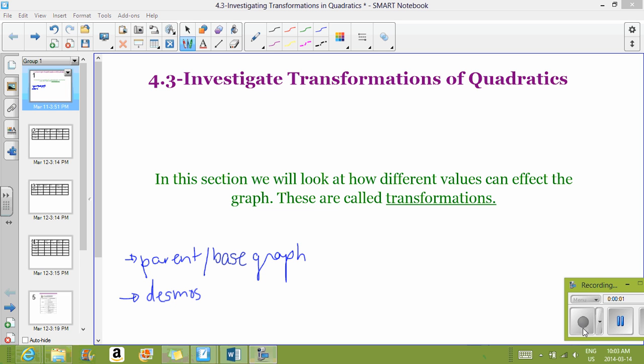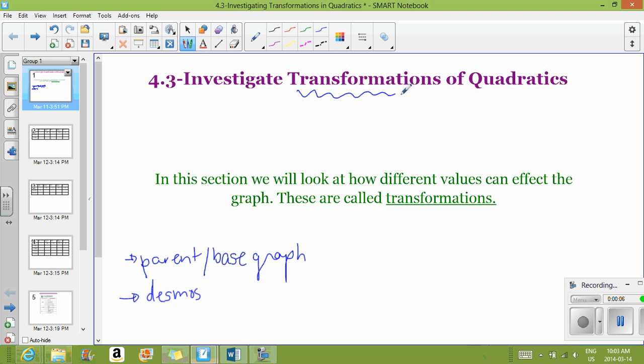Now in 4.3, we're going to investigate transformations of quadratics. Transformations are taking values and adding them to your base graph. Your base graph, or parent graph, is just regular y equals x squared, no values on the end. We're going to add values to this to see what happens to the transformations.